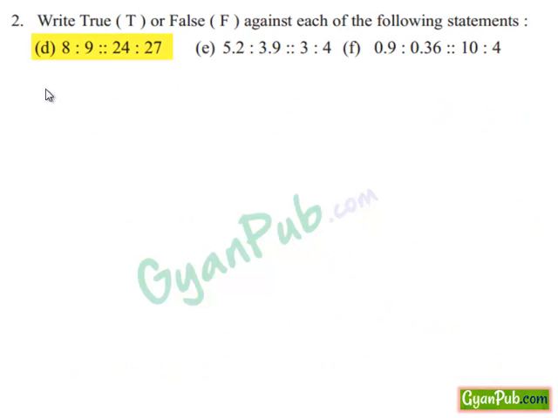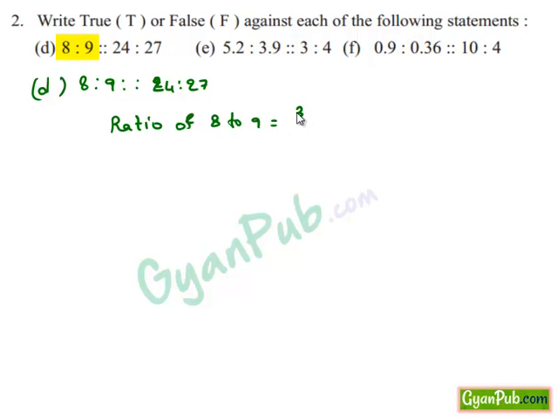Take the D bit, that is, 8 is to 9 is in proportion with 24 is to 27. First find out the ratio of 8 to 9. This can be written as 8 upon 9. Here we can observe that 8 can be written as 8 times 1 and 9 can be written as 9 times 1. These two don't have any common factors. So the ratio is 8 upon 9 itself.